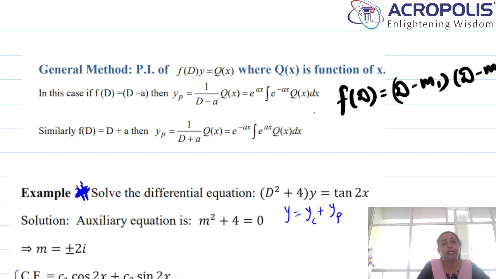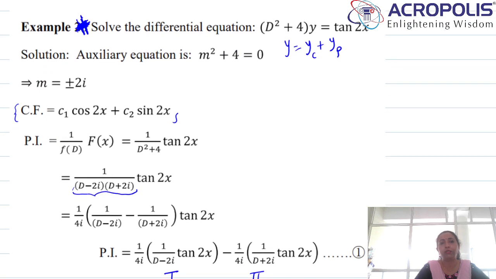And the necessary condition for general method is the f of D should be in the form of linear factors, like f of D must be as D minus m1, D minus m2, D minus m3 and so on. It depends upon the different roots. So we will further proceed for an example.